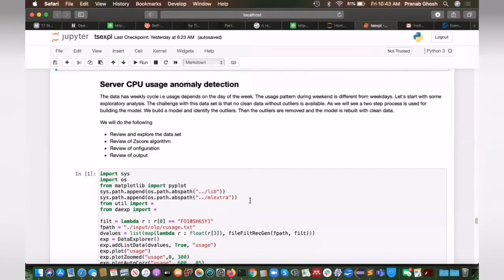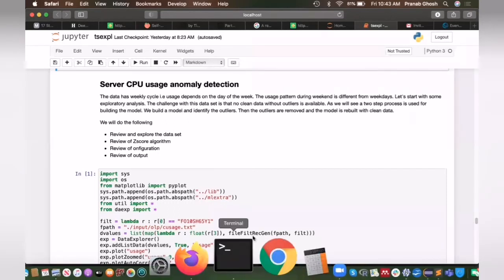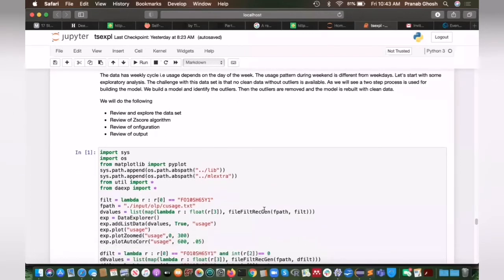One is you can build a model using algorithms that are more robust to outliers, or you can run a 2-step process, and that's what I've done here. So what you do is you build a model first with the dirty data, with the outliers, then you make predictions, and then from the output, you remove all the records that have outliers. So that's your clean data.